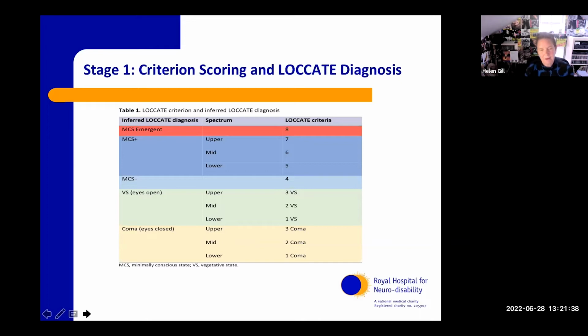And again, I'll give you some examples of this in a while with the other assessments that we're talking about. And then LOCCATE 8 is emergence, signs of emergence. So that's the spectrum, and that's the criterion scoring. So you have from 1 to 8.